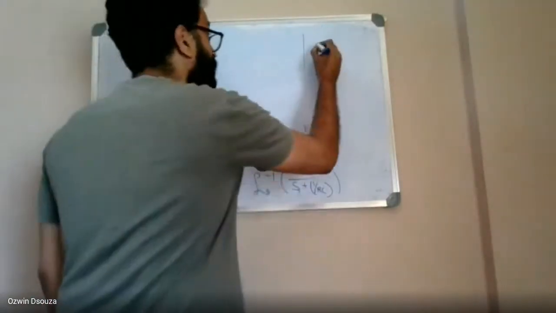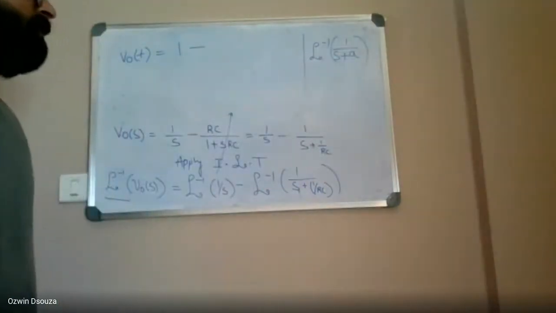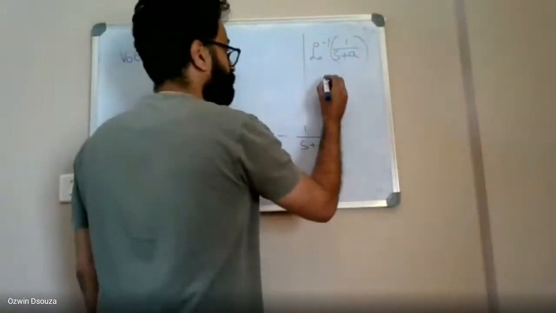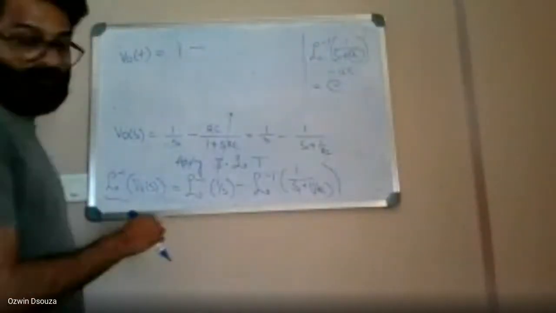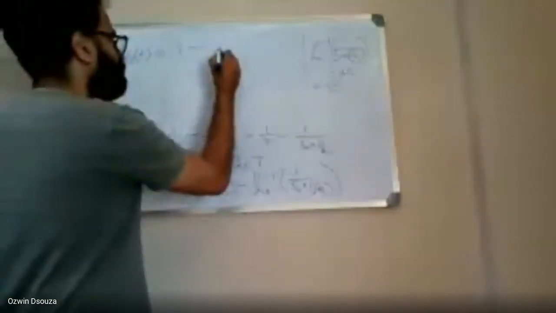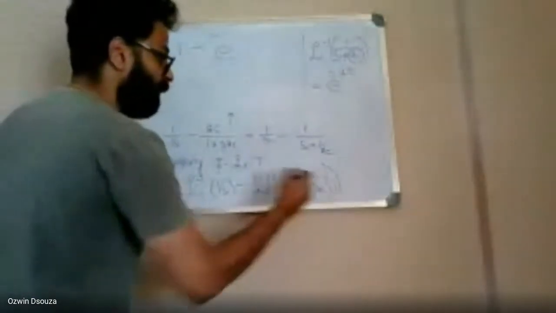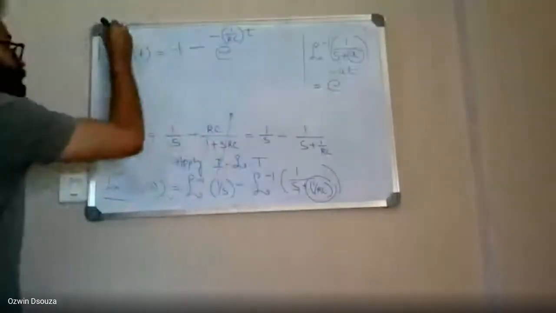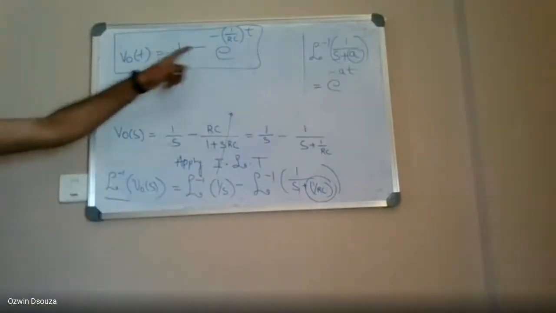So you have a standard relation, inverse Laplace of 1 divided by S plus A. If you have a function F of s equal to 1 divided by s plus a, then the inverse Laplace is e to the power minus a into t, where a is the coefficient. Okay. So similarly, you can write 1 minus e to the power minus, what is a? It is 1 by RC. So it is 1 by RC into T. So this is your variation of output with respect to time.